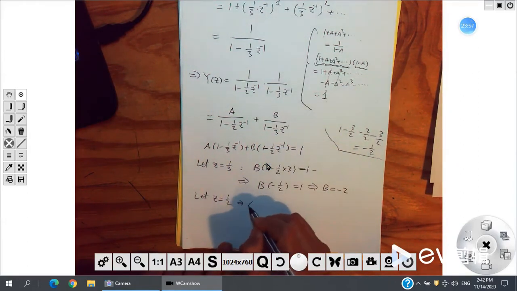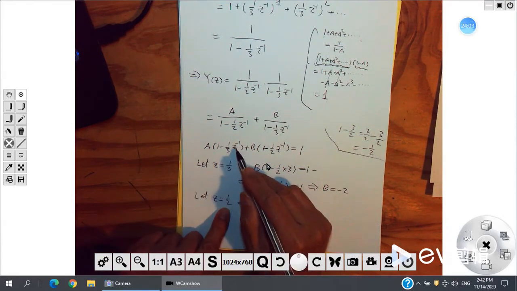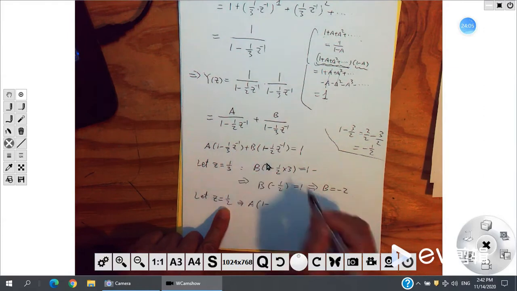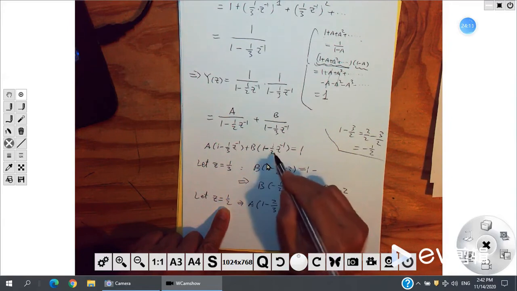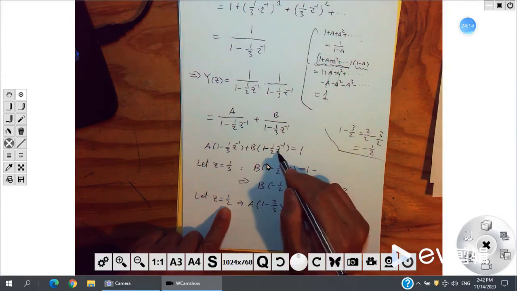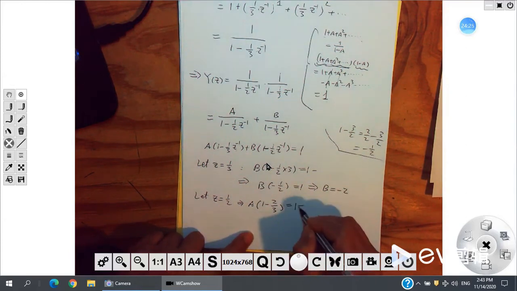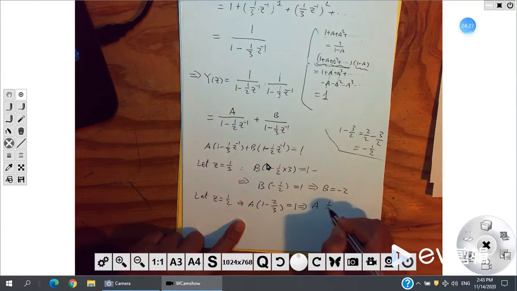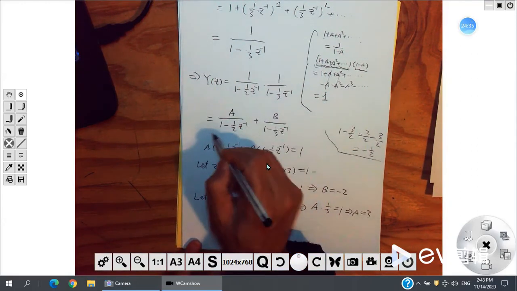Then we have a times (1 minus 1/3 times z inverse); z is 1/2, so z inverse is 2, so this is 1 minus 2/3, which is 1/3. This is the coefficient of a. And for b, z is 1/2, then z inverse is 2. 1/2 times 2, you get 1. 1 minus 1, you get 0. So that's 0. So we have a times 1/3 equal to 1. a equal to 3. Alright, we know Y of z can be written in this way.